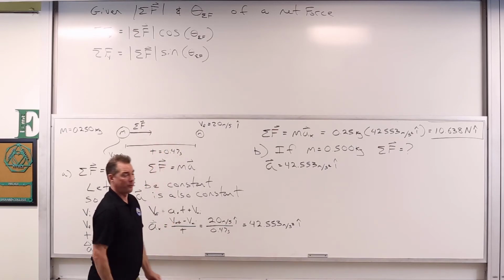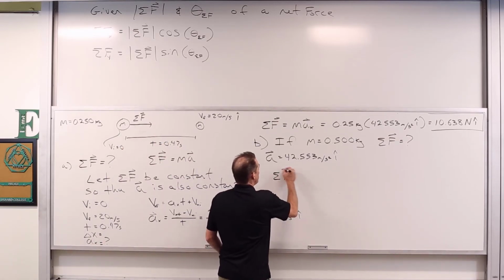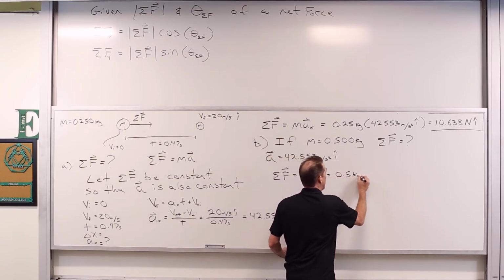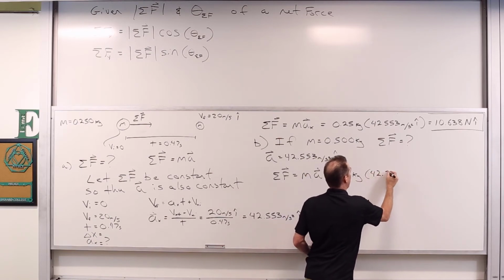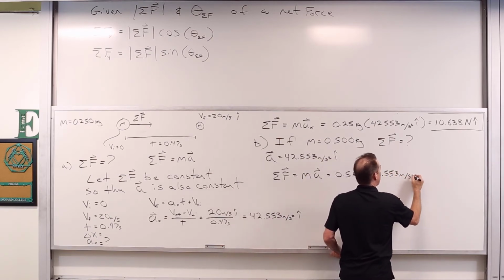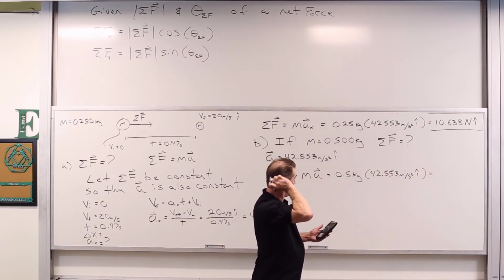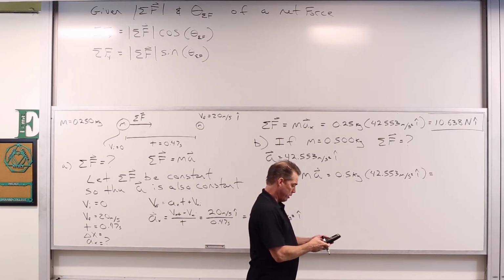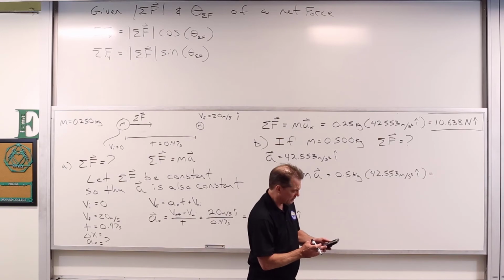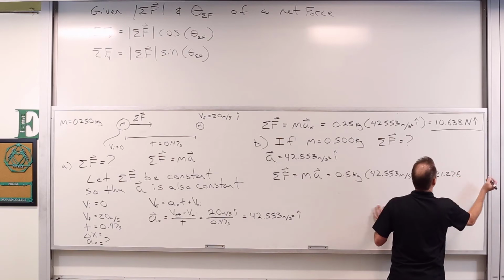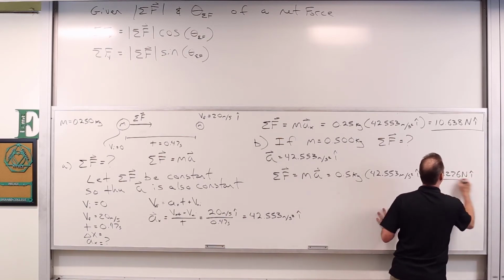What's not the same is the force, right? Because now the net force is going to be equal to m a hat, which is going to be 0.5 kilograms multiplied by 42.553 meters per second squared, I hat, which is 21.274. Let's just do this. Enter. 21.276. Sorry, I said 274. Let's say 276. 21.276 newtons I hat.